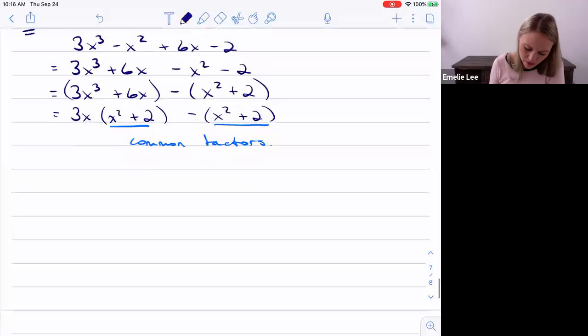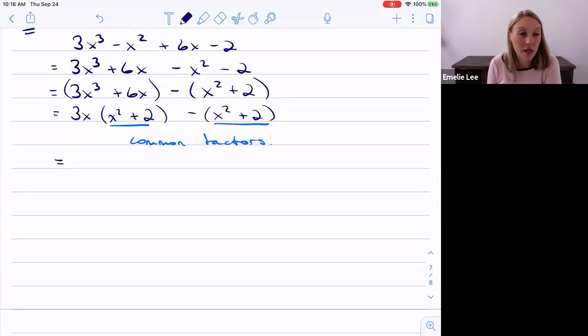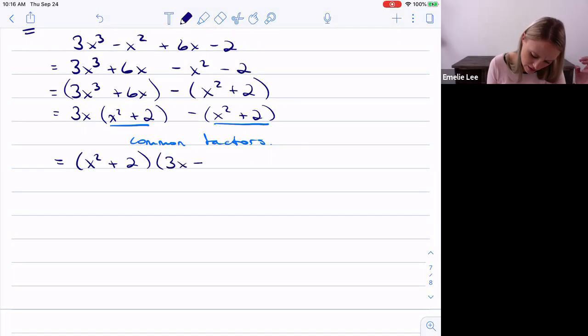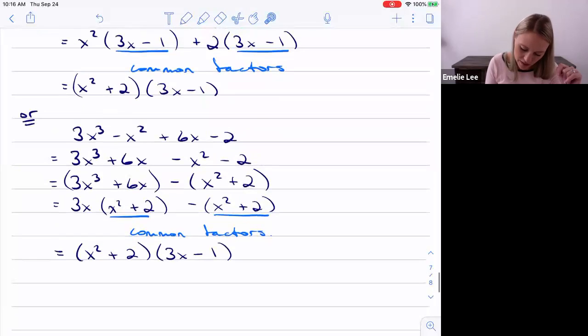So now I can mix it up. I'm going to pull out this x squared plus 2 as my common factor, and then be left with 3x minus 1. Minus 1, because if I've got a minus here, then technically I've got minus 1 as a coefficient, which is the exact same thing that we landed on here. So play around with it, see what groupings you like to work with. And that's good.